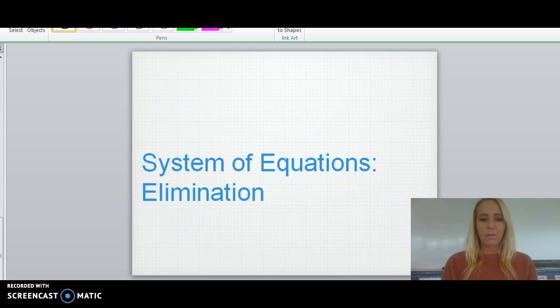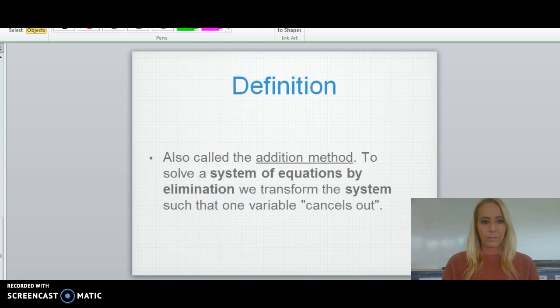In this video, we're going to be focusing on systems of equations using the elimination method. The elimination method is also called the addition method, so it's often referred to as applying addition in order to solve. To solve a system of equations by elimination, we transform the system such that one variable cancels out. So as you see, we're going to add the two equations together so that one of the variables cancels out in order to find the other.